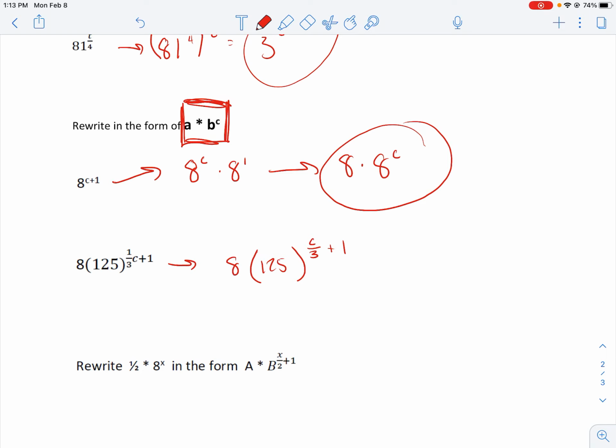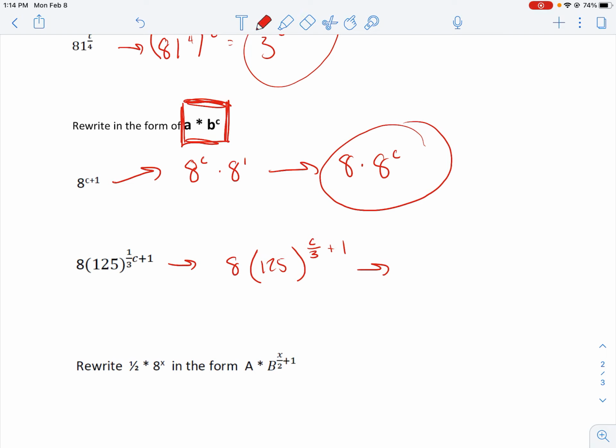Okay, so depending on your comfort level, you can leave it like we have it here, or you can do what I do and just rewrite it so that it looks a little more familiar to how we've been handling things. So before we get started doing anything with that c over 3 power, we need to get rid of that plus 1 here, right? So how do we do that?